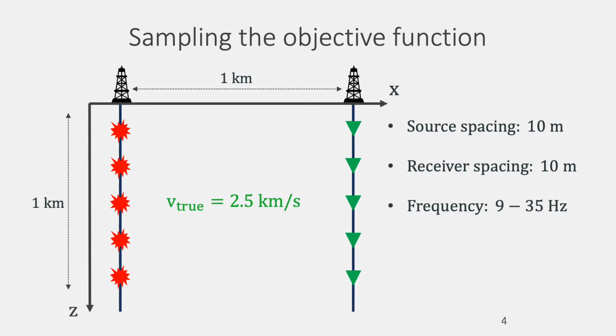We sampled the FWIME objective function for a set of uniform velocity models ranging from 2 kilometers per second to 3 kilometers per second by increment of 0.05 kilometers per second using the full data bandwidth. We also conduct this sampling for 7 different epsilon values, where epsilon is the trade-off parameter discussed earlier. And finally, we sample the conventional FWI objective function.